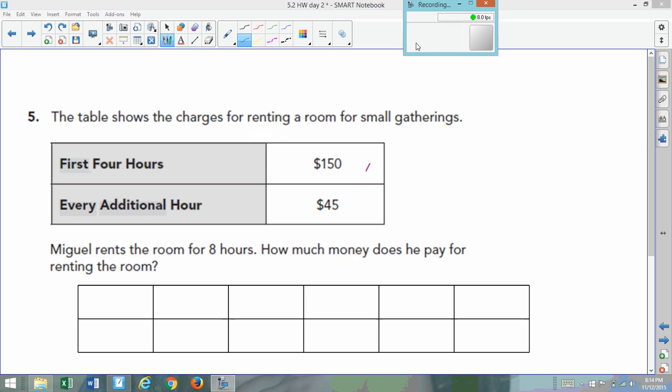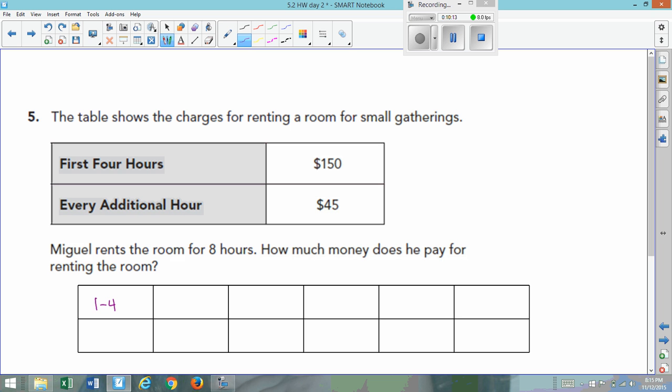Okay, the table shows the charges for renting a room for small gatherings. It's $150 for the first 4 hours. Every additional hour is $45. Miguel rents the room for 8 hours. How much does he pay for renting the room?